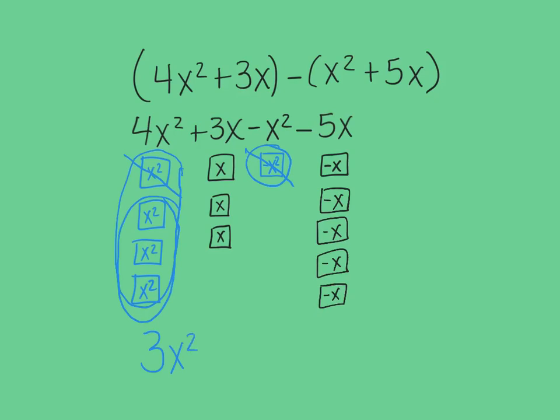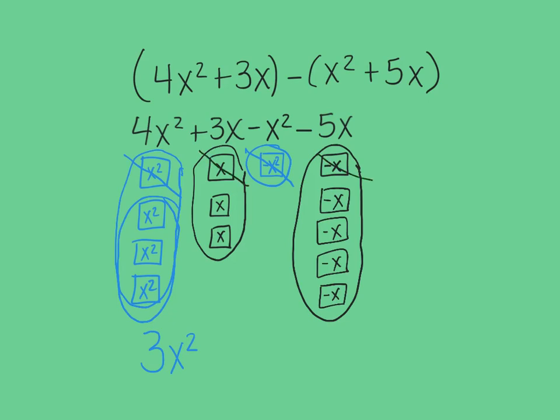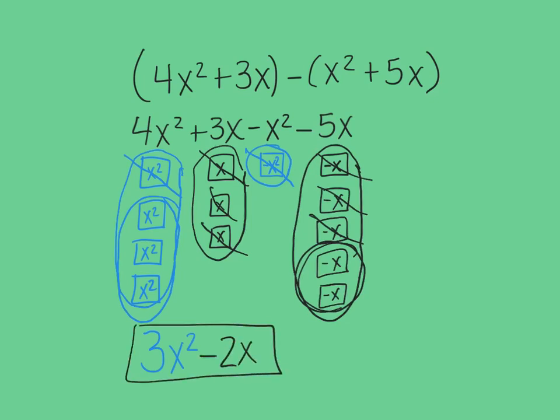And then for the x's by themselves with no exponent, we have 3 positive x's and 5 negative x's. Every group of positive and negative, each group of 2, cancels, so a positive and negative cancel, positive and negative cancel, positive and negative cancel. So I'm left with just 2 negative x's, so I have a negative 2x. And this is the answer to this subtraction problem.